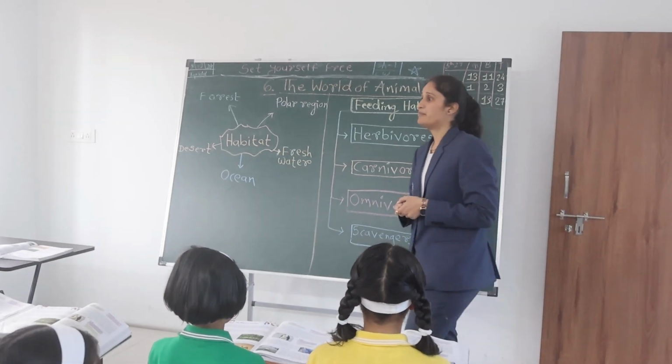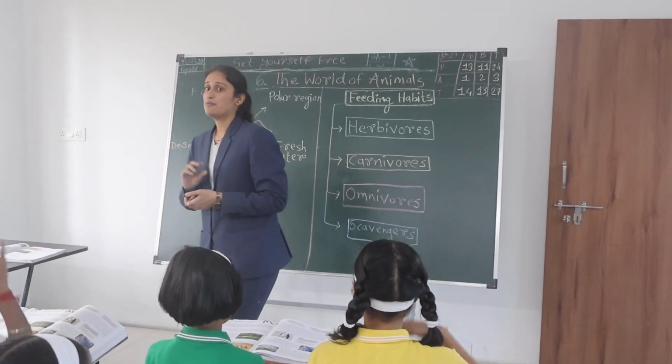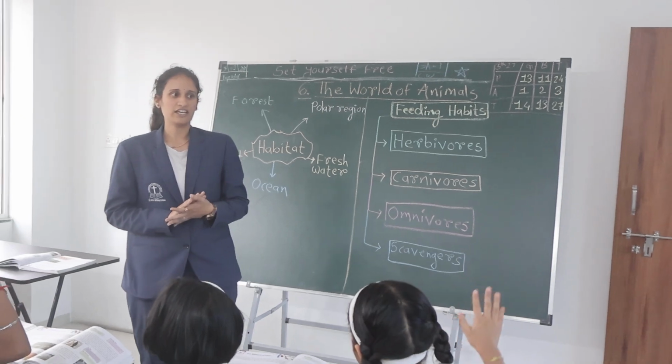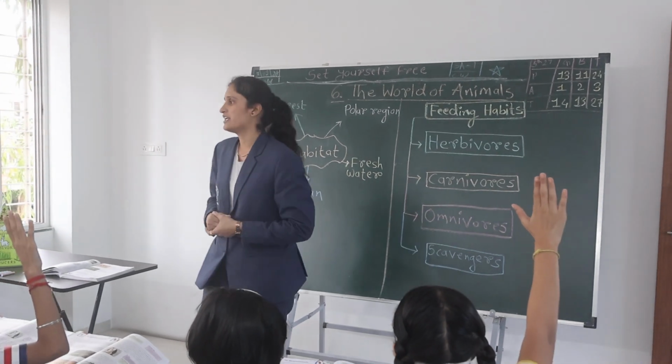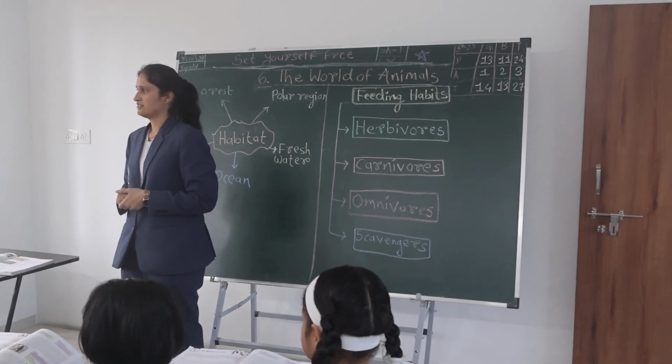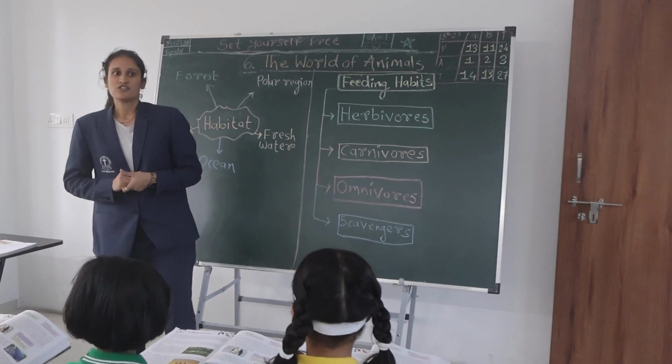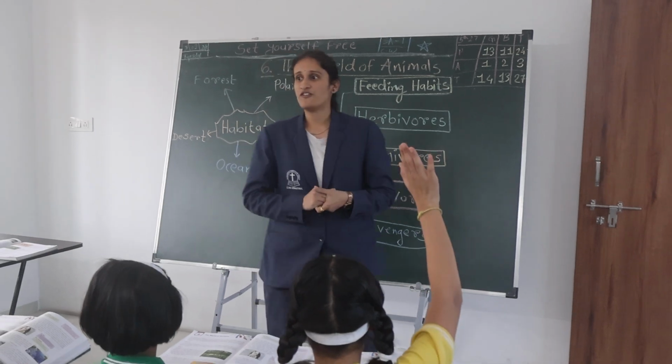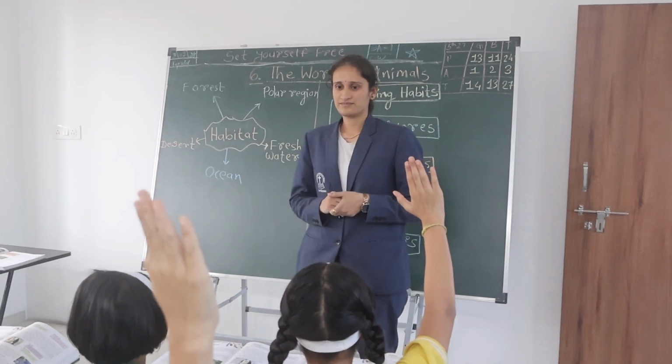So how many habitats are there on the earth? I am talking about main habitats. Okay. So tell me, how many habitats are there? Yes, Umaira. 5. 5 are there? Okay. So can someone tell me the names of all 5 habitats?